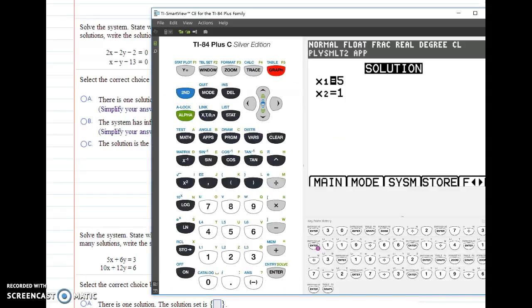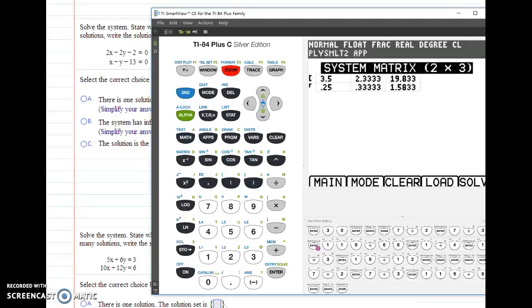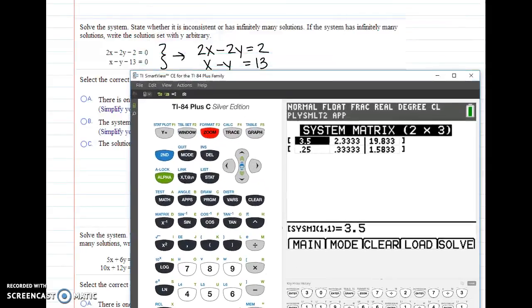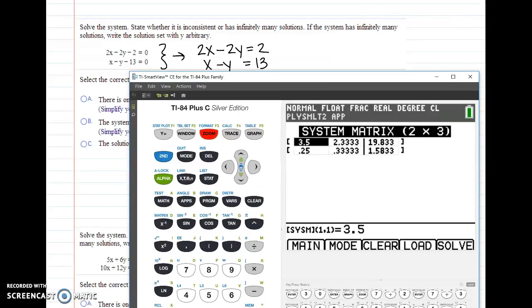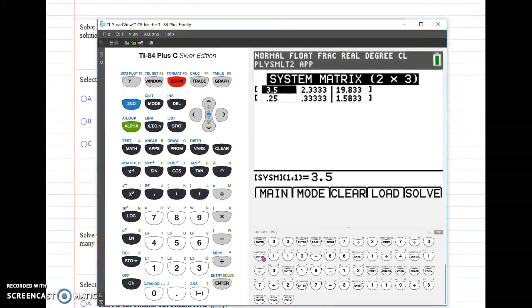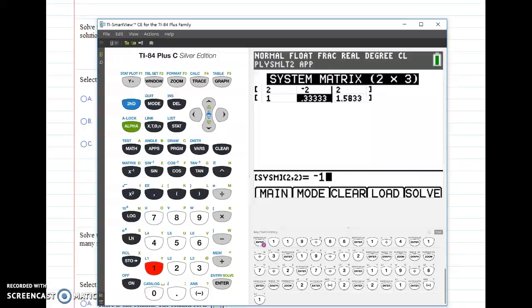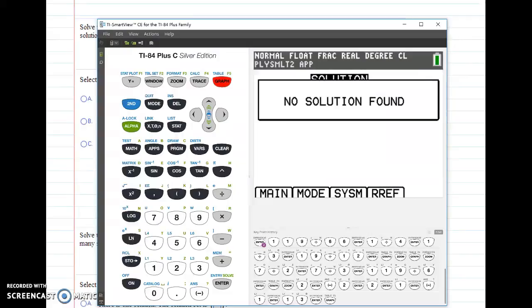Okay, so let's try typing this in. And again, I'm still dealing with a 2 by 2 system, 2 equations, 2 unknowns. Okay, so let's see, 2, -2, 2. Let's make sure I type them in right this time. 2, -2, 2. And the second line was 1, -1, and 13. Oh no, no solution found.